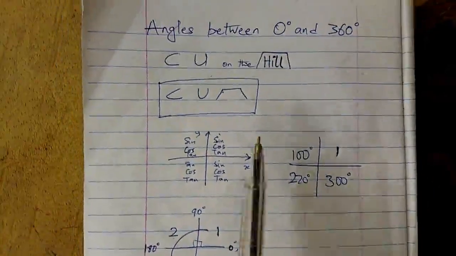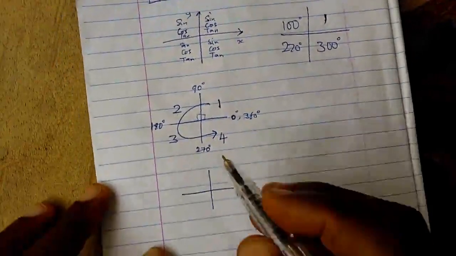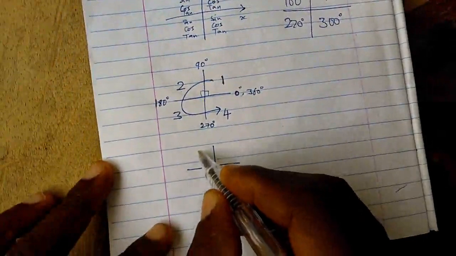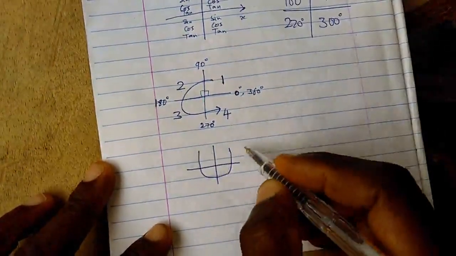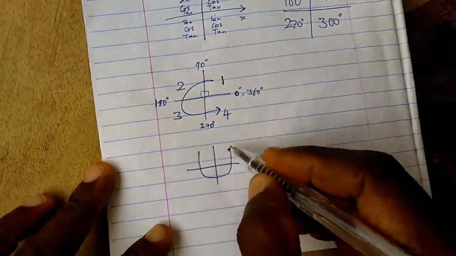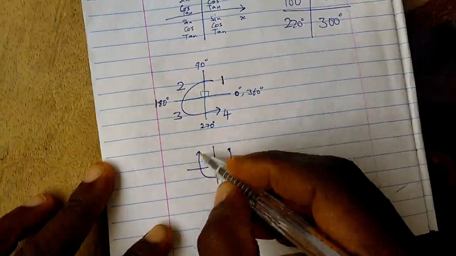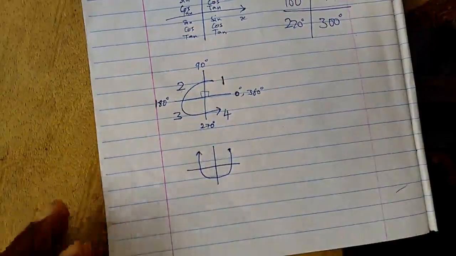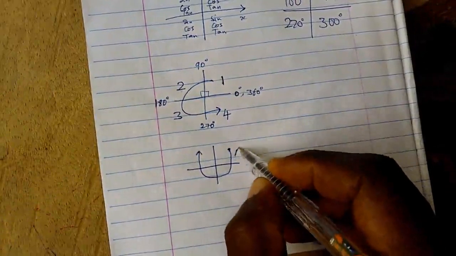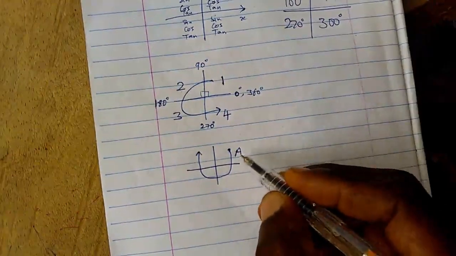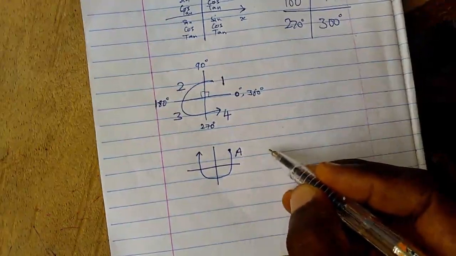This is the code that helps us. ACT. Look at how it goes. But remember, this is always the first quadrant. So it comes from here and it goes here. Now, this is ACT. All of them, sine, cos, and tan, are positive.